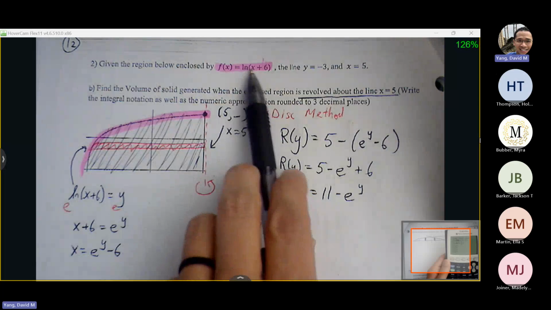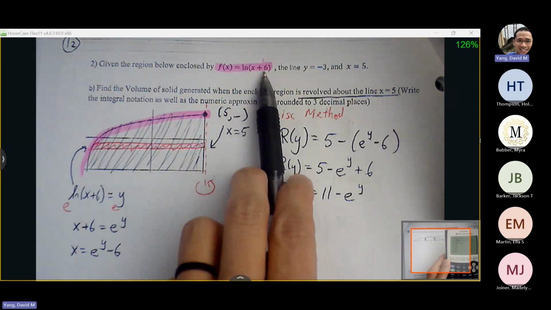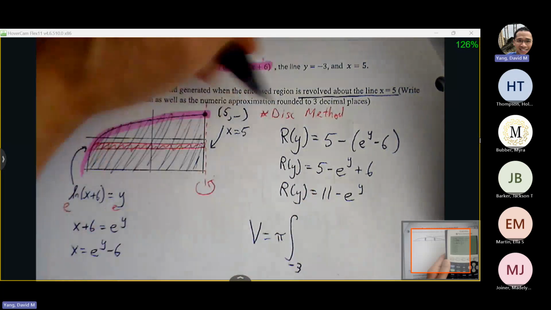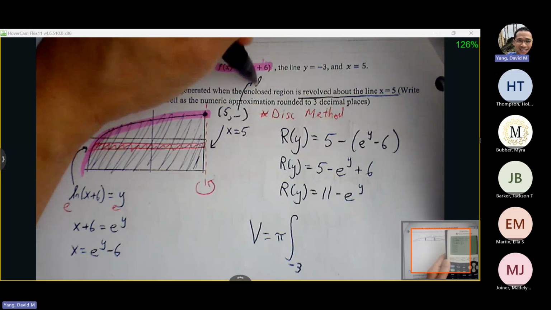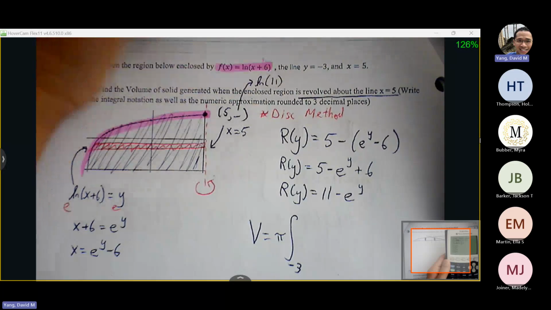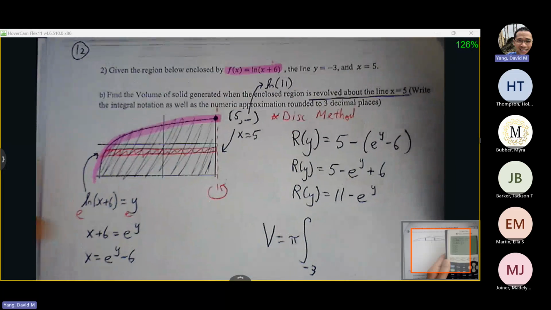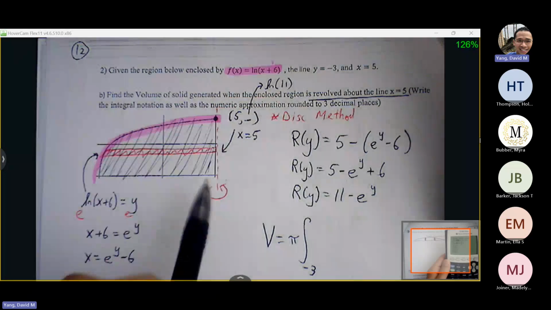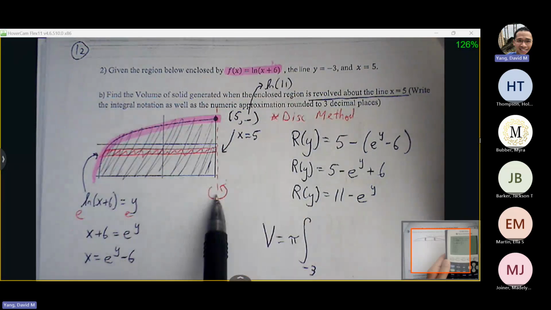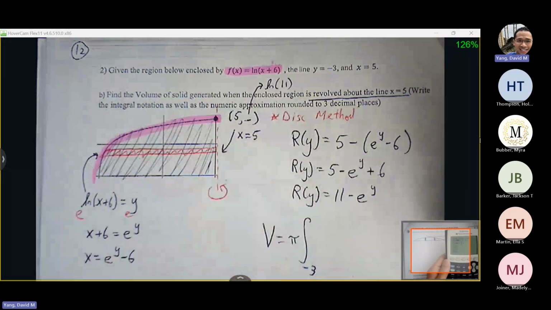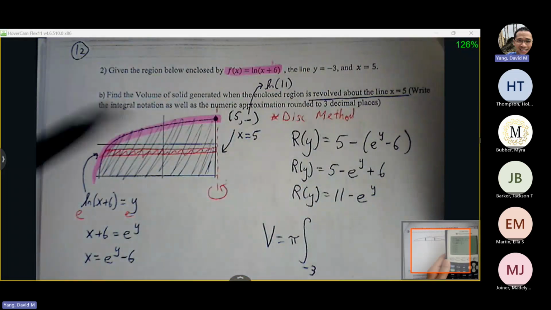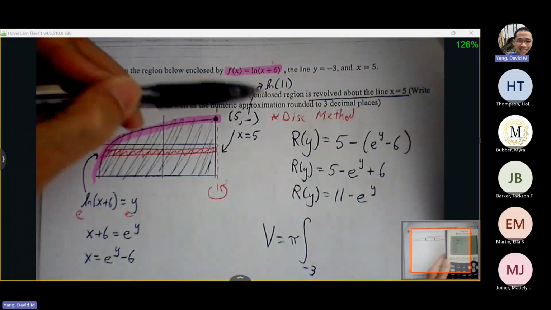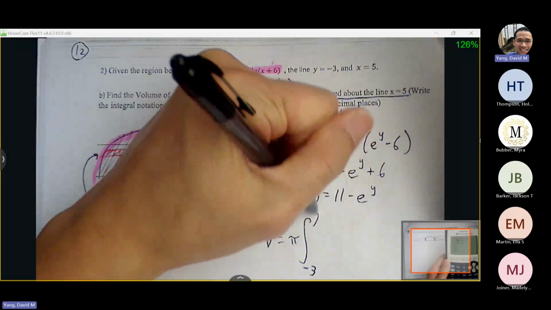So plug 5 in for x, natural log of 5 plus 6 is 11, natural log of 11, or you can use a decimal version of that. Sometimes I see students get really tripped up with this vertical line, but really you can just use the original function. If you have the x value, just plug in, get the y value. So the highest y value is this point, and that point has a y value of natural log of 11.